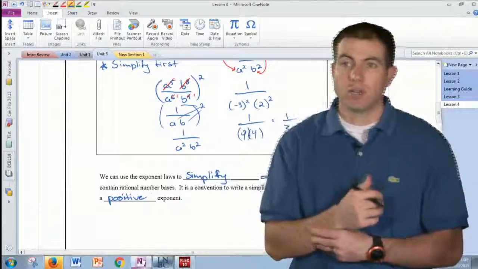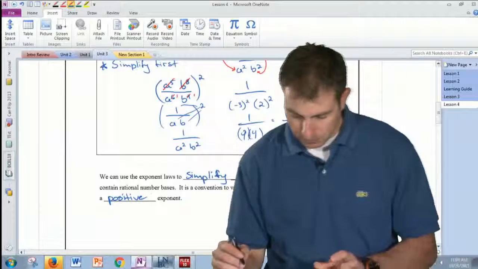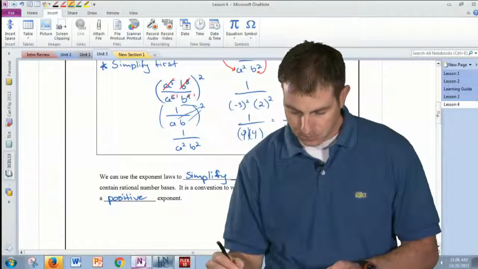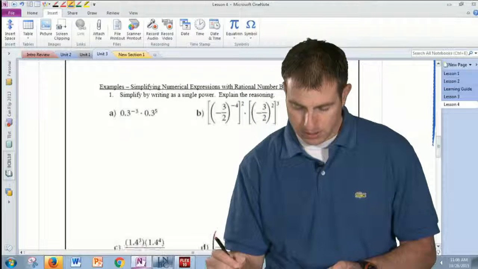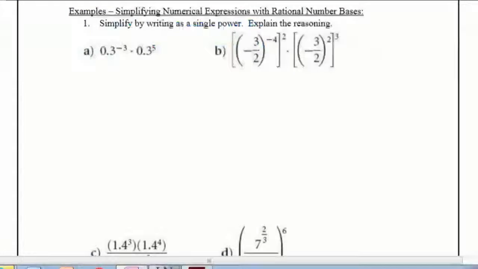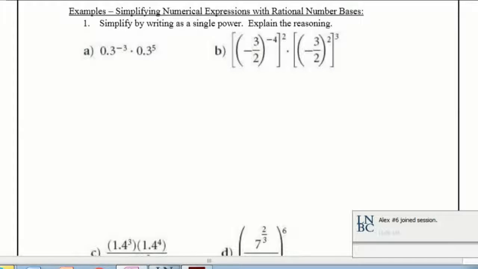All right, let's look at a few more examples here. They do get a fair bit trickier. Simplify numerical expressions with rational bases. Simplify by writing as a single power. Explain the reasoning.